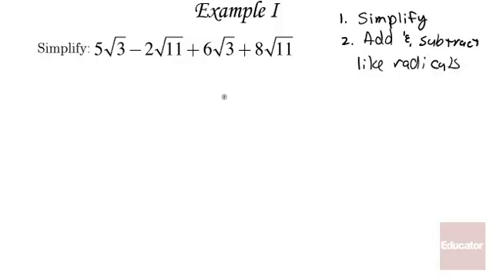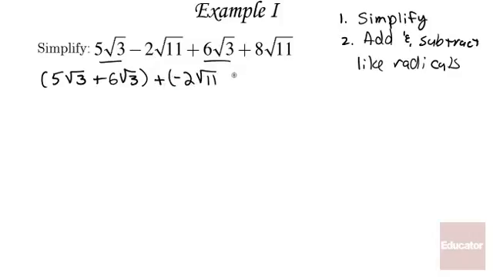I'm looking and I do have 2 sets of like radicals, so I'm going to go ahead and group those to make it easier to work with. So I have 5 square root of 3, and I have 6 square root of 3, plus negative 2 square root of 11, plus 8 square root of 11.